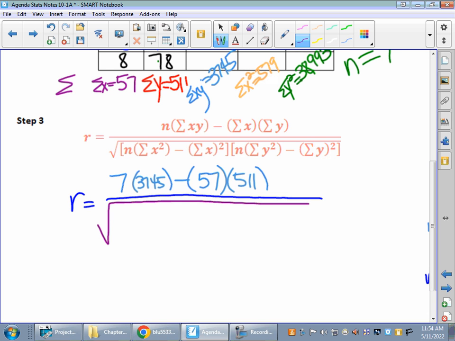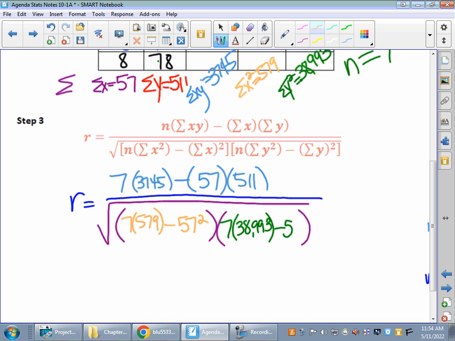All right, so then my denominator, don't forget it's a giant square root. It's got 2 brackets within it. The first bracket is sample size times the sum of my x squares, 579, minus the sum of my x's squared. My second bracket is the same thing, just with the y's. So my sample size times the sum of my y squares, 38,993, minus the sum of my y's squared.